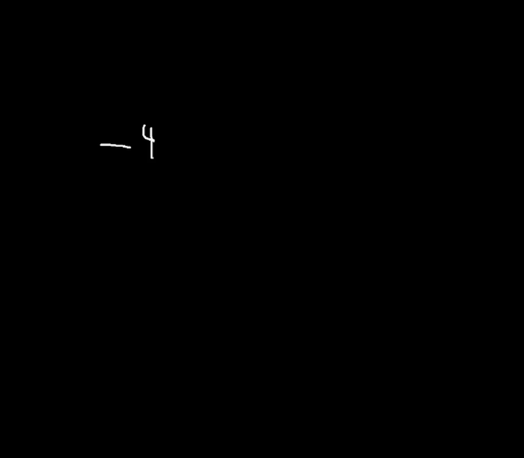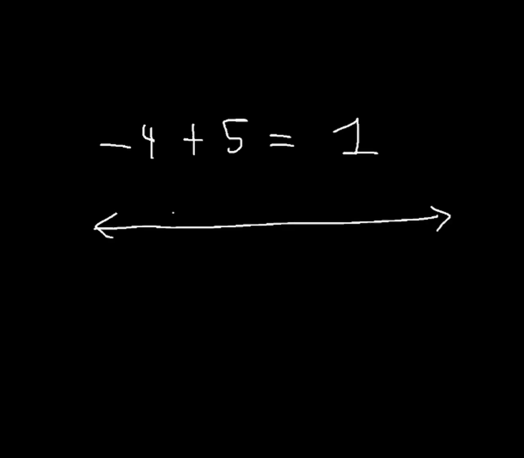What's -4 plus 5? -4 plus 5 is +1. So if you start from -4, and since we're adding 5 to -4, we're going to go 5 units to the right. So 1, 2, 3, 4, 5. -3, -2, -1, 0, 1.